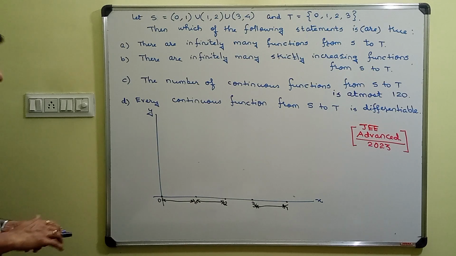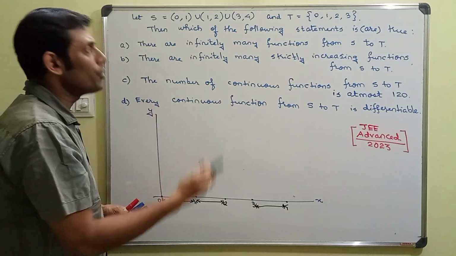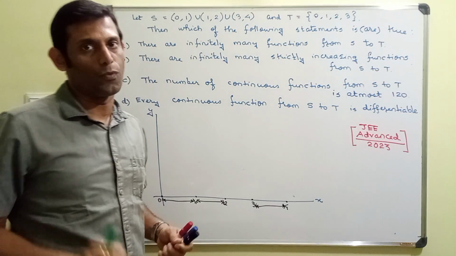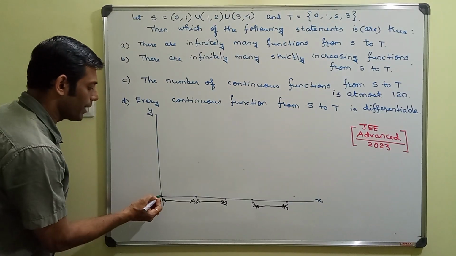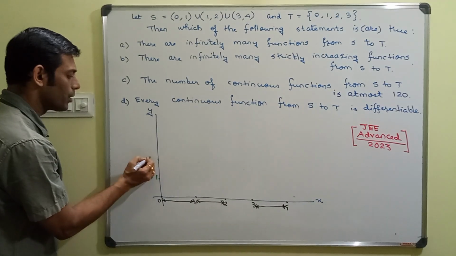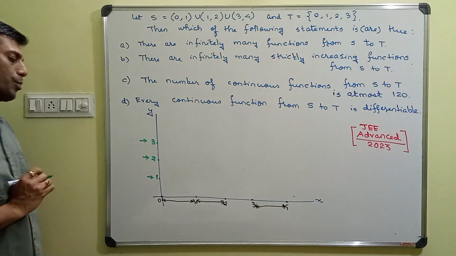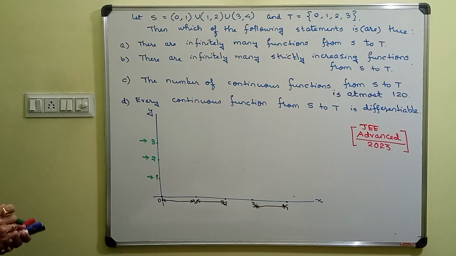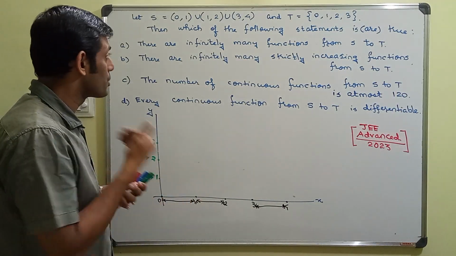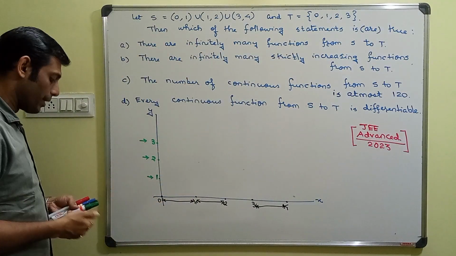In these different parts of the domain, the possible output values can be either 0 or 1 or 2 or 3 as a discrete set of values. That means the output can be at this level or at 1, this can be a possible output, or 2, this can be a possible output, or at 3, this can be a possible output. How many possible relations or functions can exist? Option A says infinitely many functions from S to T.